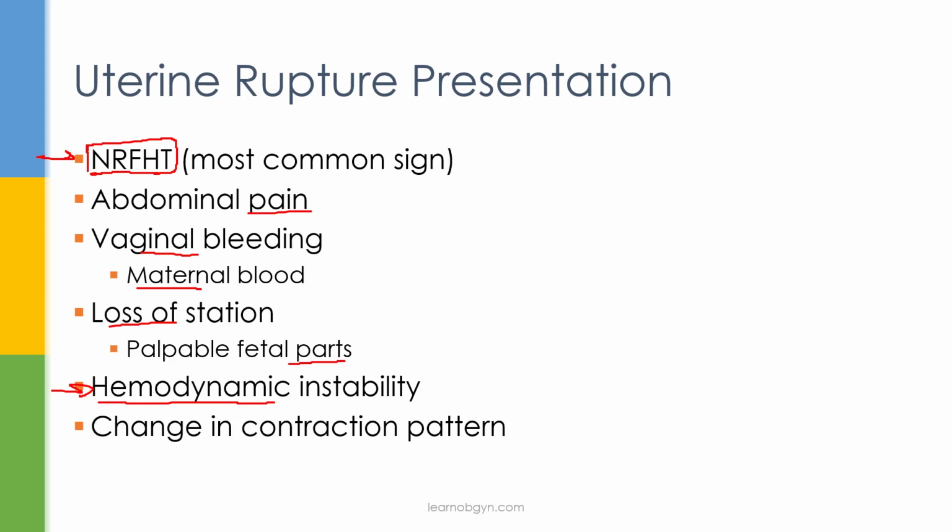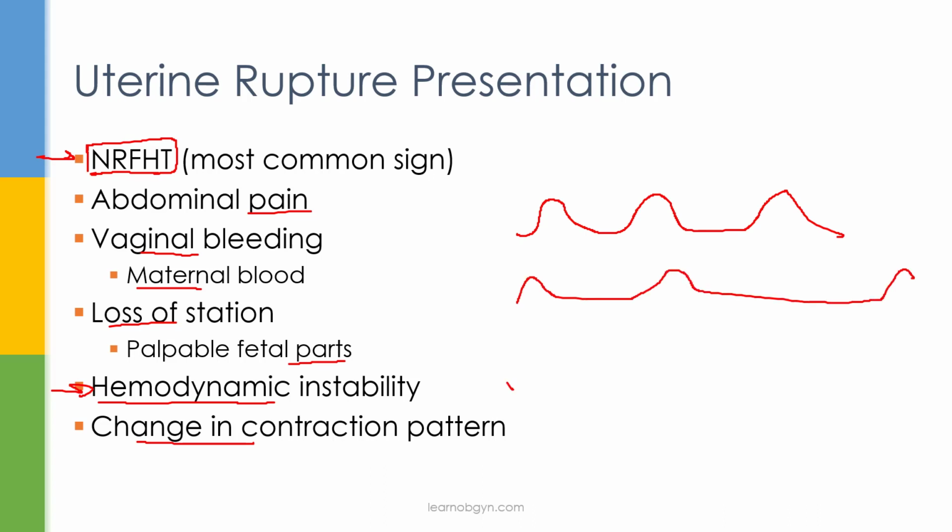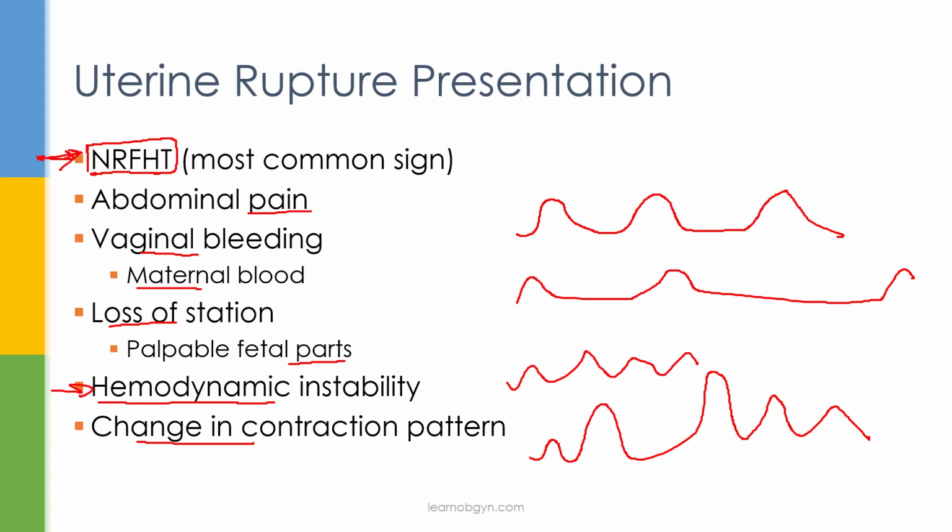Another interesting thing is sometimes you may see a change in the contraction pattern. So if this was a pattern before, you may see something where the contractions can space out. You may see them get closer together. You may see a laddering where they get stronger or they get weaker. But the most common presenting symptom is a non-reassuring fetal heart tracing.